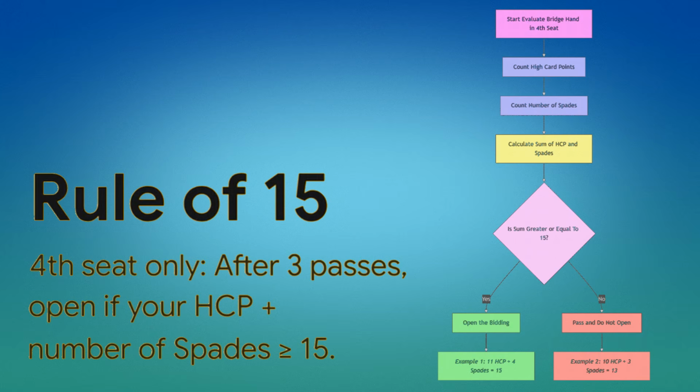Okay, but what about this scenario? Pass, pass, pass, and now all eyes are on you. The bidding's about to just die. This is where the rule of 15 comes in. It's a special tool just for this exact moment. It helps you figure out if your hand, even if it feels a little weak, has just enough juice to get the ball rolling and stop the whole hand from being a wash.